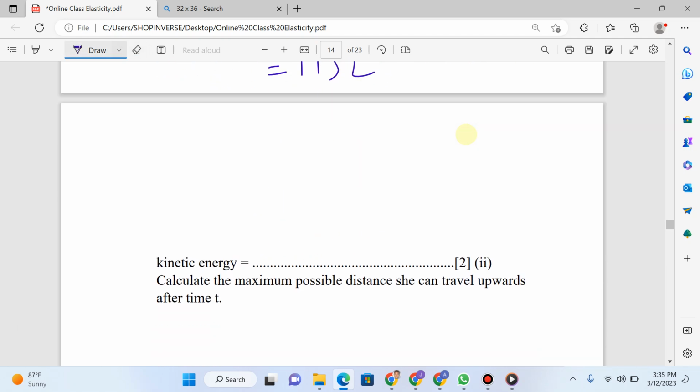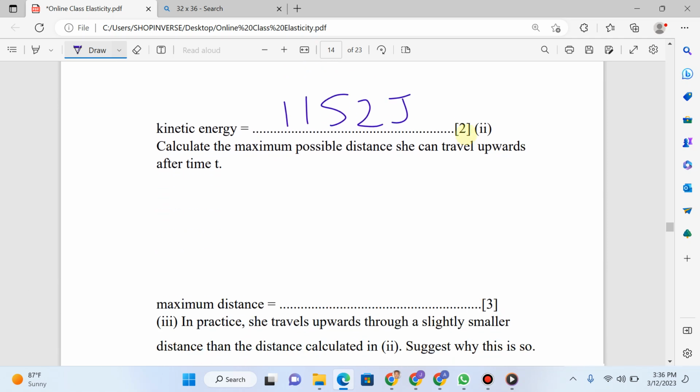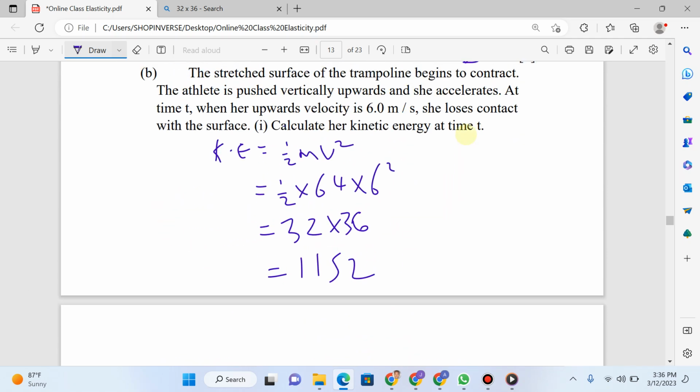Hence, our answer is 1152 joules. Calculate the maximum possible distance she can travel upwards. The trampoline takes her upwards, right? The trampoline takes her upwards.